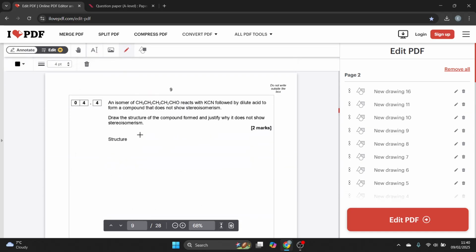An isomer of this, which is obviously going to be an aldehyde, reacts with KCN, whereby a hydroxynitrile compound is formed. Explain why that does not show optical isomerism.